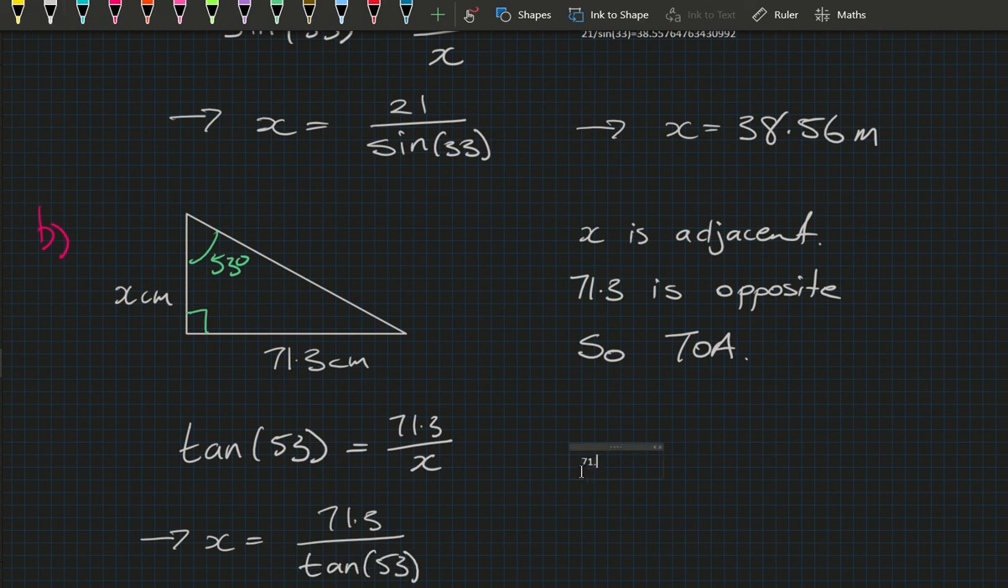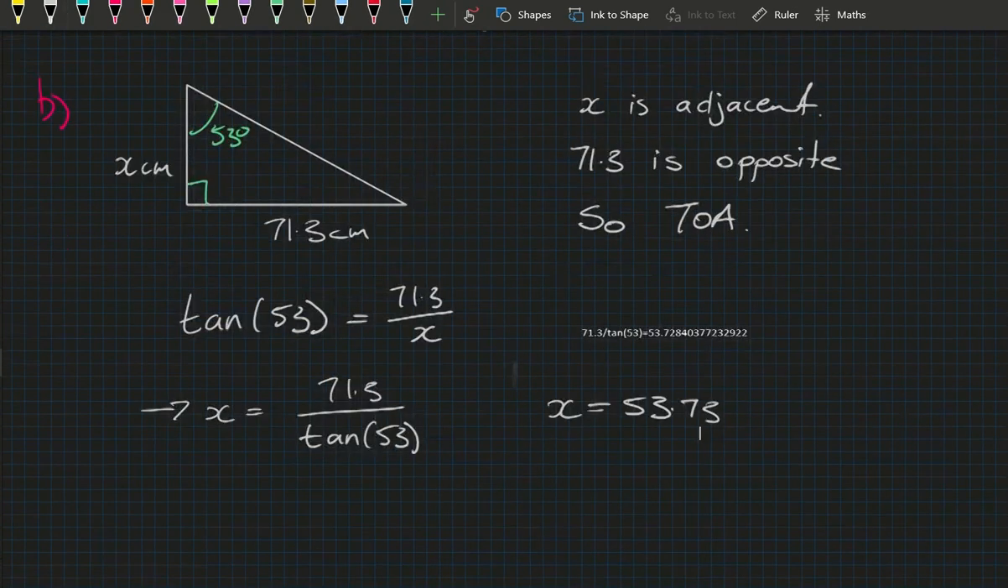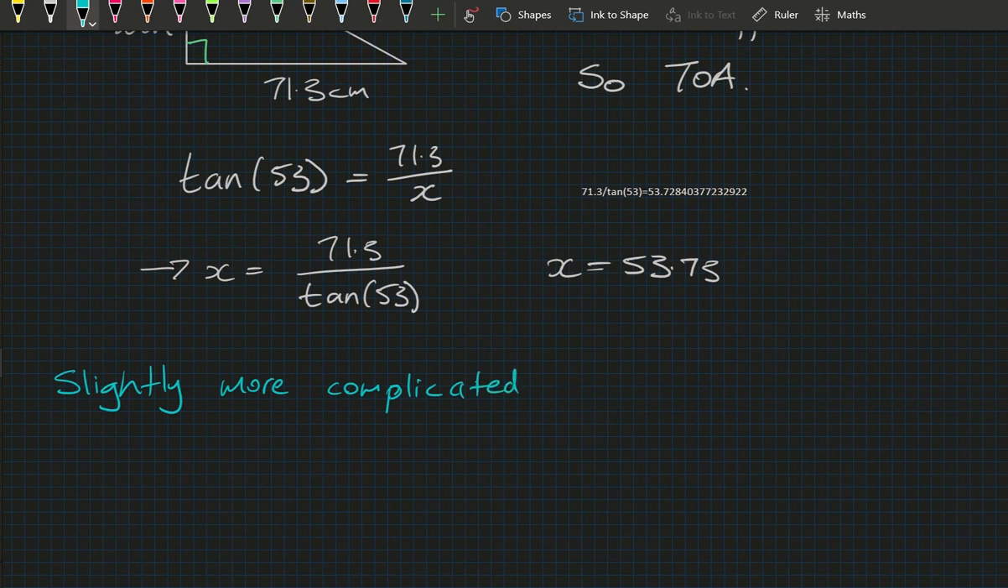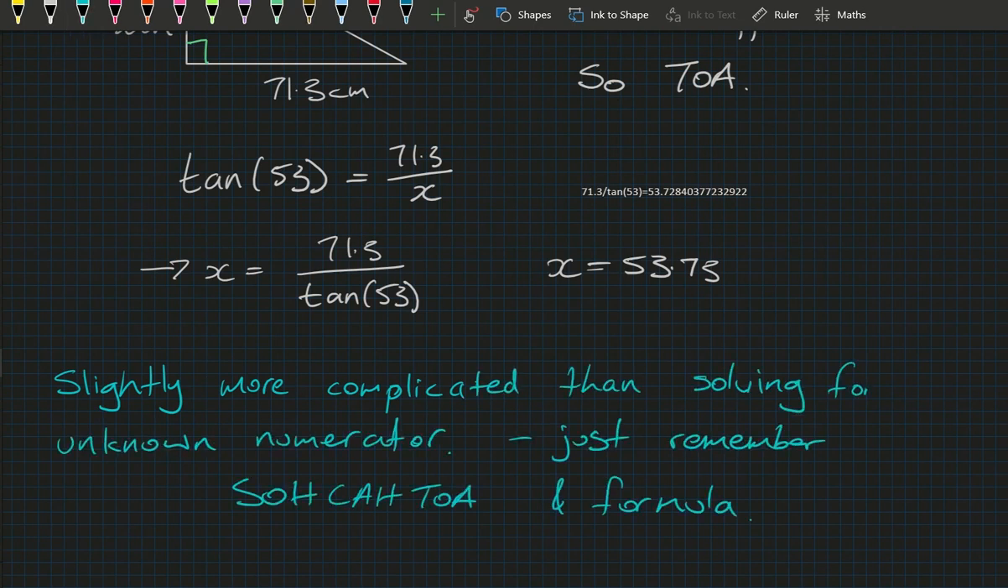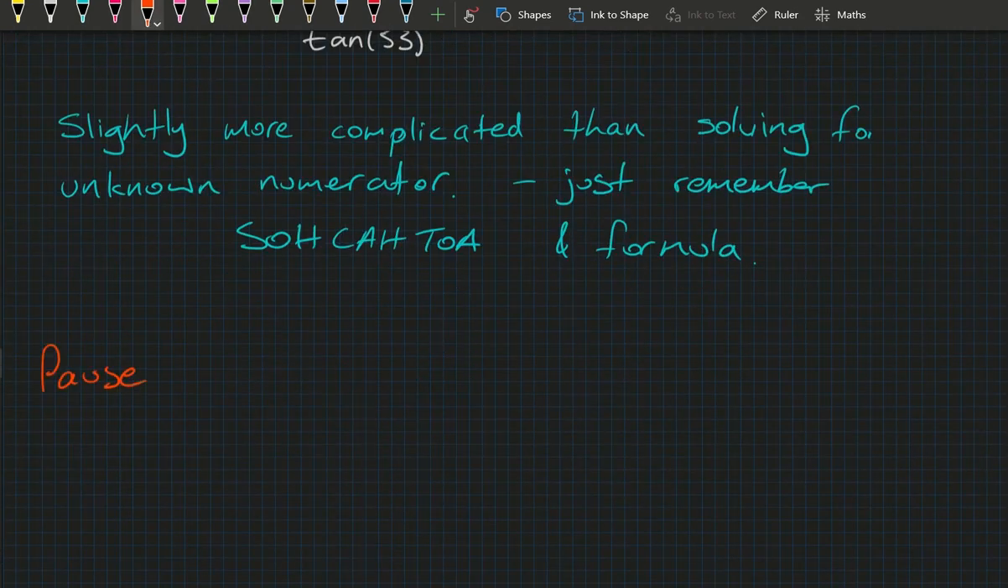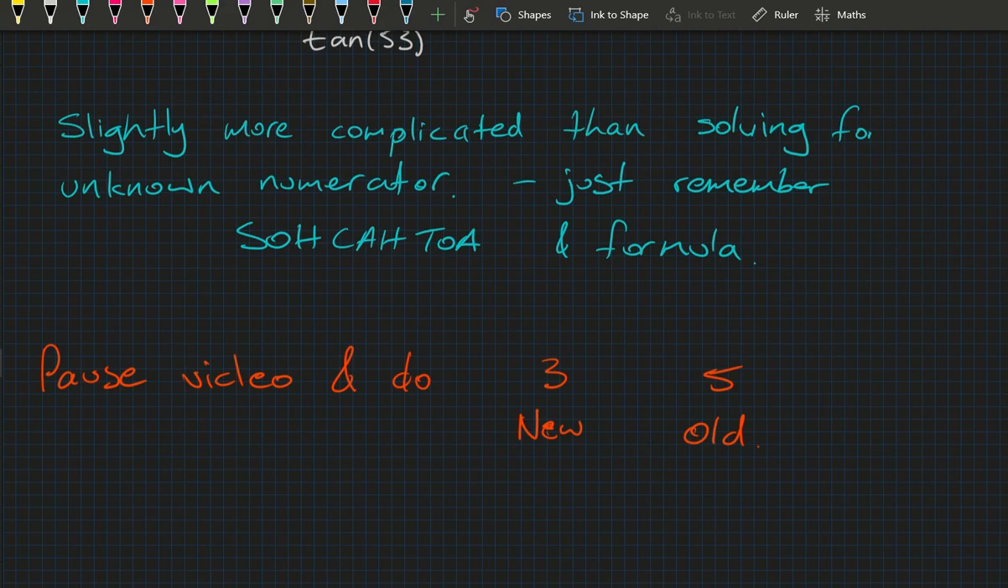And this is definitely a calculator job. And so rounding off to 2 decimal places, we get 53.73. All right, so this method is slightly more complicated than the last, but just remember SOHCAHTOA and the formula. All right, so you should pause the video now and work on question 3 in the new book and question 5 in the old book. And I'll see you in the next section.